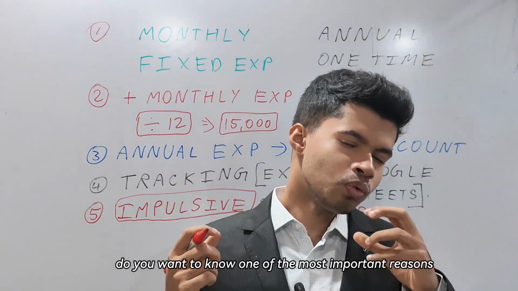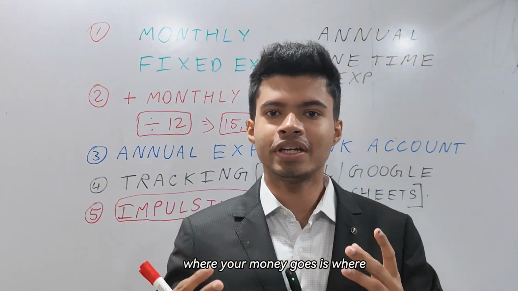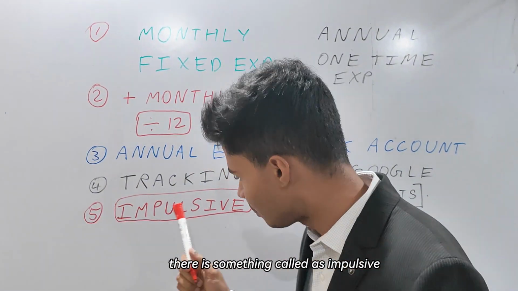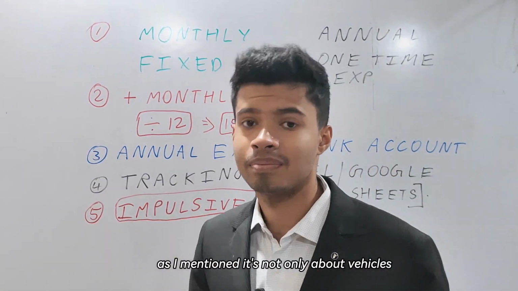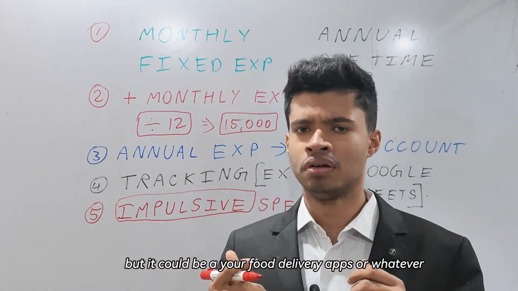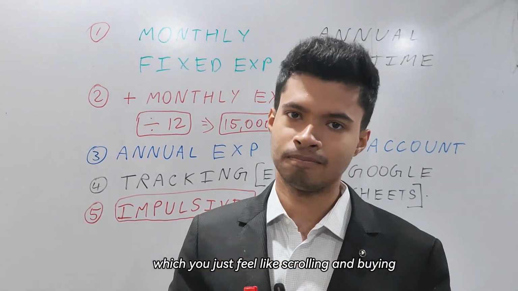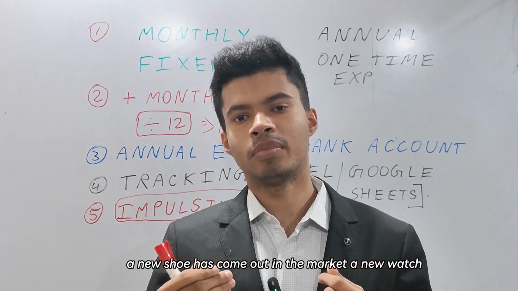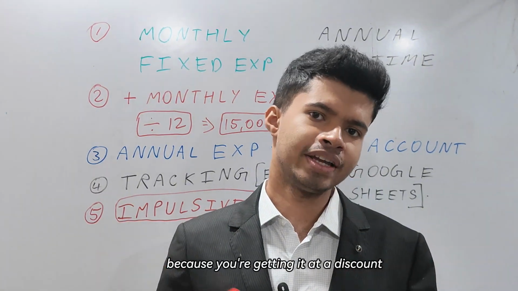Now, do you want to know one of the most important reasons where your money goes? It is something called your impulsive spending, as I mentioned. It's not only about vehicles, but it could be your food delivery apps or whatever which you just feel like scrolling and buying. A new shoe has come out in the market, a new watch, you feel like buying because you're getting it at a discount.